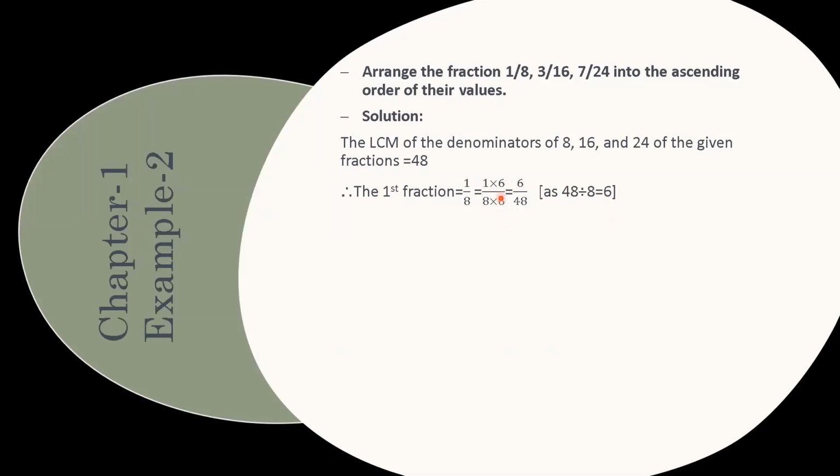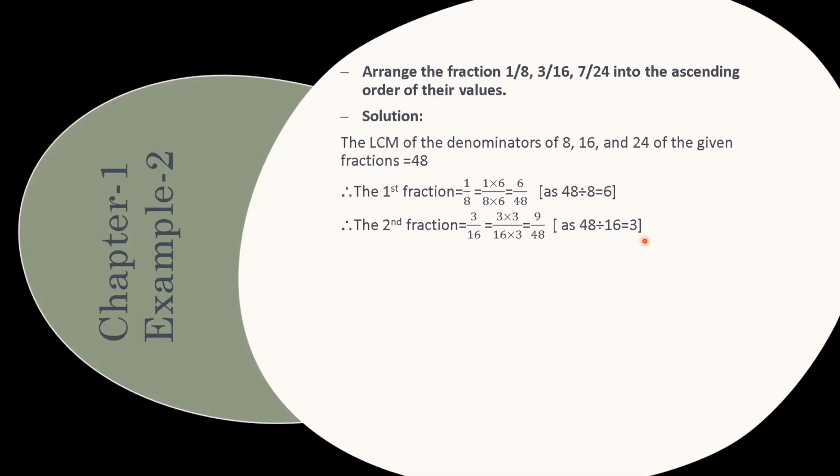So 1 multiplied by 6 would be 6. 8 multiplied by 6 would be 48. So from the first fraction, we got 6 divided by 48. And in the second and third fraction, we have to make the same denominator. Now the second fraction, it would be 3 divided by 16 equals 3 multiplied by 3 divided by 16 multiplied by 3. How can we get this 3? As you can see, LCM is 48 and the denominator is 16. If we divide them, we will get 3.